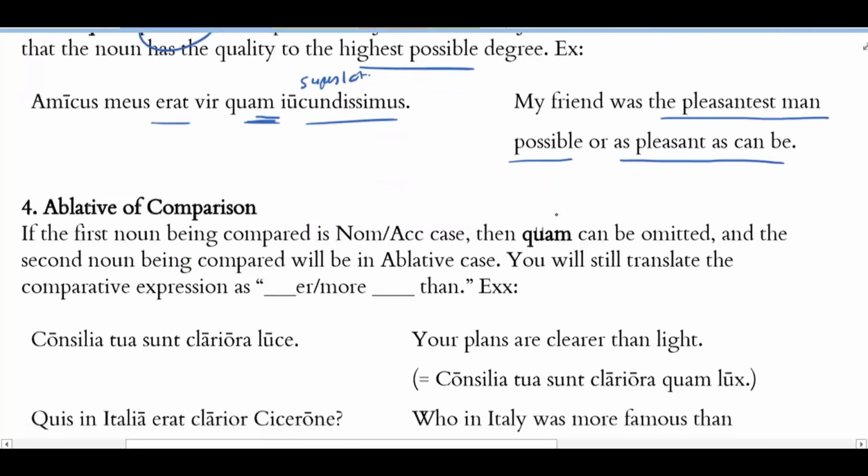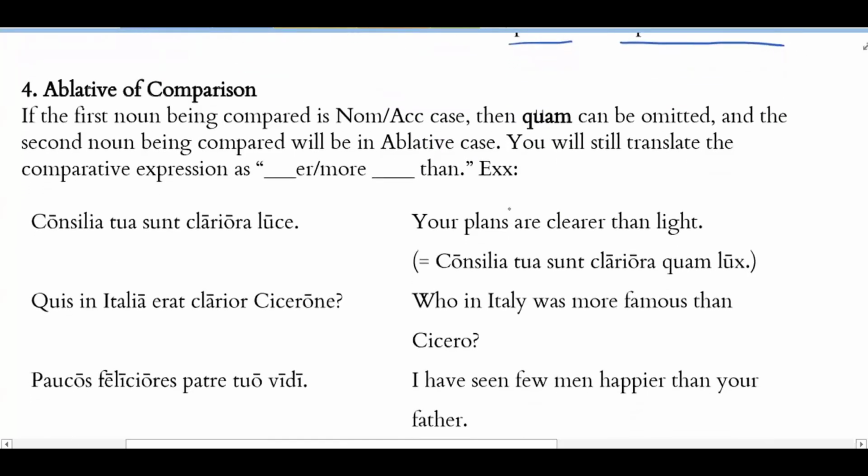All right, last point here. And number 4, the ablative of comparison. If the first noun being compared is nominative or accusative case, then instead of using quam followed by the thing you're comparing it against, you could see the quam dropped altogether. And then the noun that would have come after the quam will be in the ablative case. You're going to translate it the same way. More this than that. More of some quality, or some quality with -er at the end. And then you won't have the word quam, but in English you have to supply "than" and then the ablative noun. So let's look at our examples here.